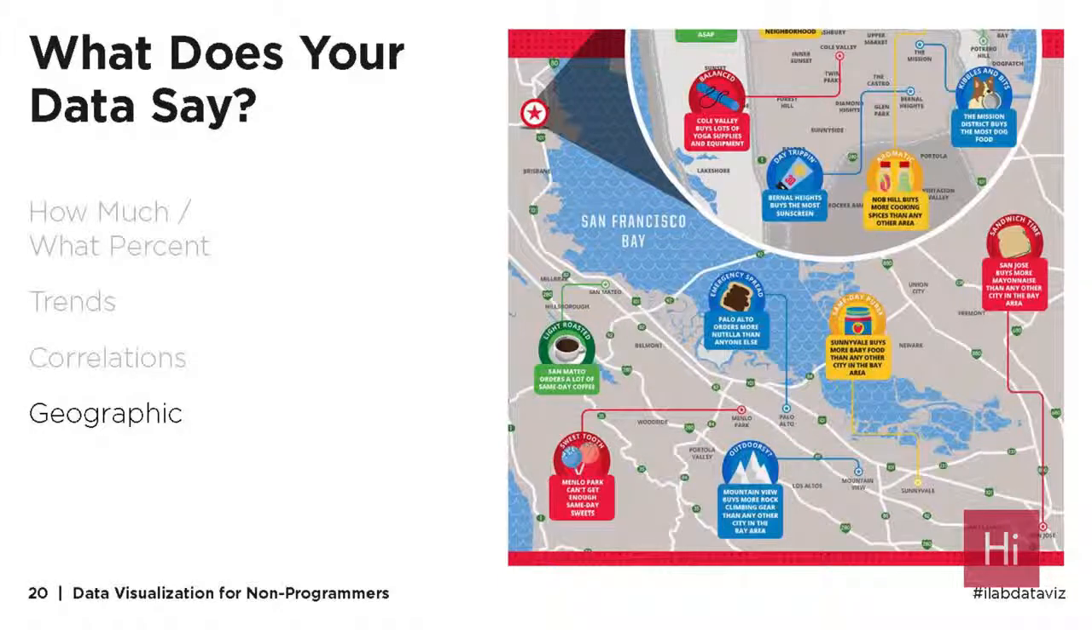And then the fourth and final category to talk about is geographic. That's anything to do with maps. And it's probably my favorite type because it's really versatile. We can show qualitative or quantitative, and oftentimes both, in a single geographic-based visualization.